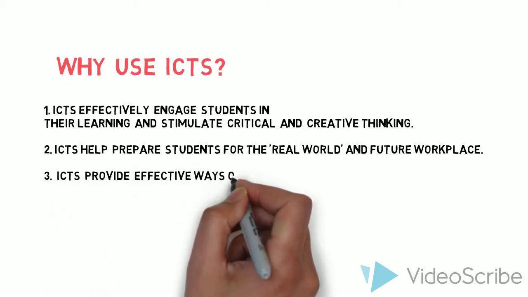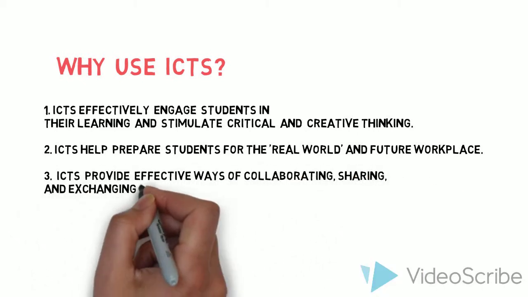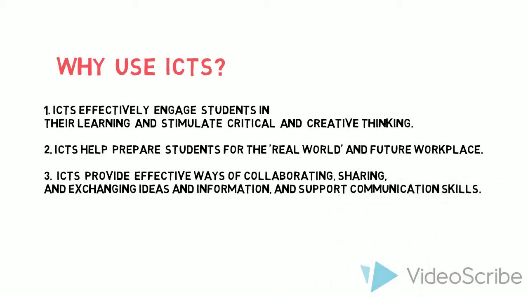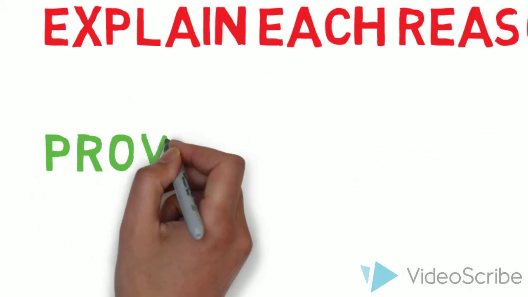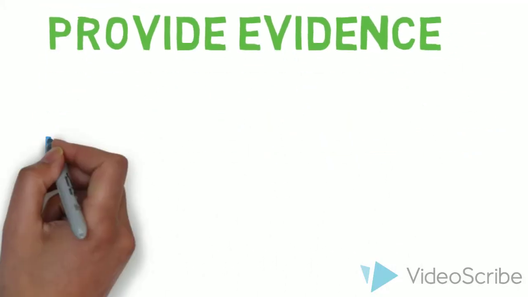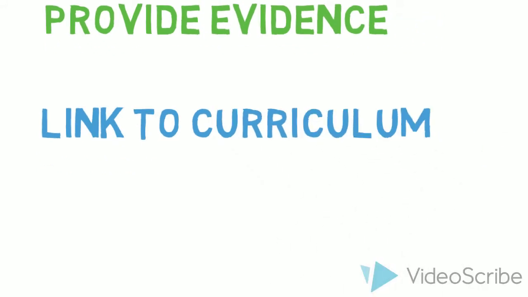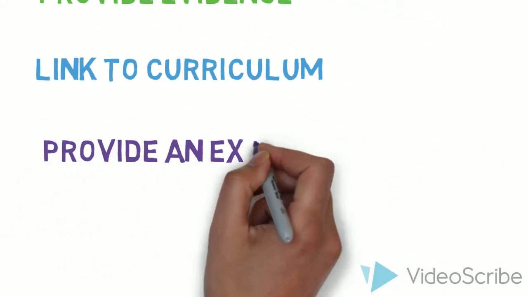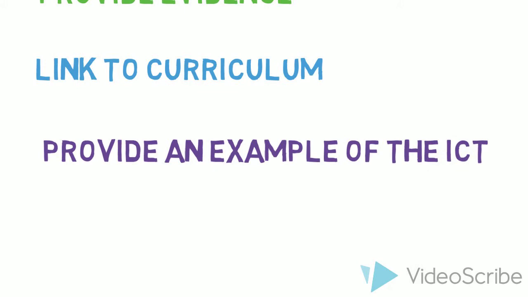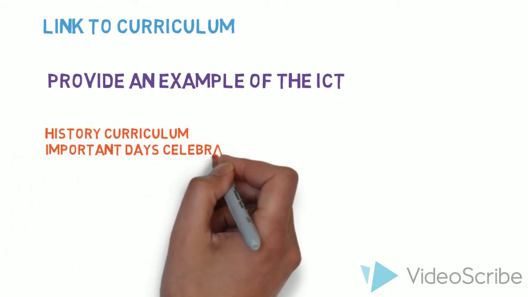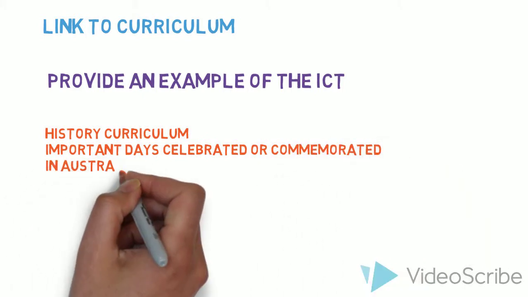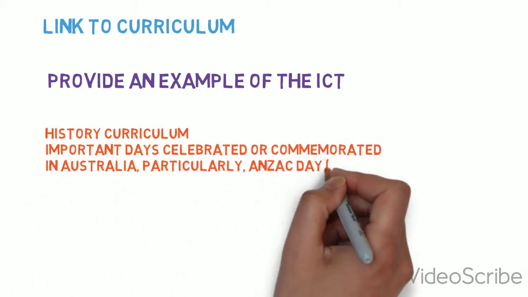3. ICTs provide effective ways of collaborating, sharing and exchanging ideas and information, which supports students' communication skills. I will explain each of these reasons and provide evidence on the effectiveness and appropriateness of each, link each to the curriculum and provide an example of an ICT being used to fulfil the reason. The topic that I will use as an example is from the history curriculum and will focus on important days that are celebrated or commemorated in Australia, particularly Anzac Day.